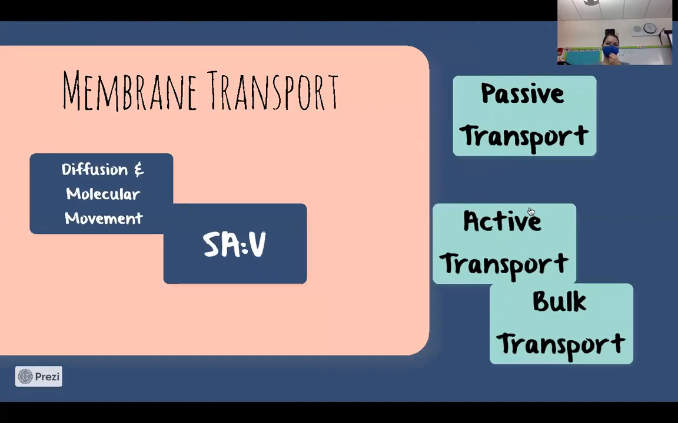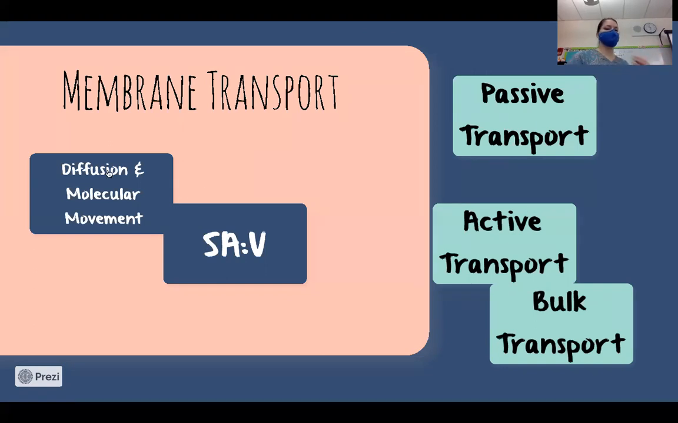So when we talk membrane transport, there's really two main types, what is called passive and what is called active. Today, we're going to focus on the passive. I'm going to mention active transport only in very general terms because I don't want it to be too overwhelming.